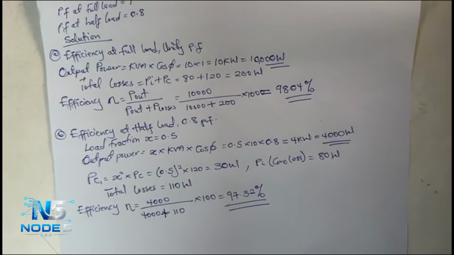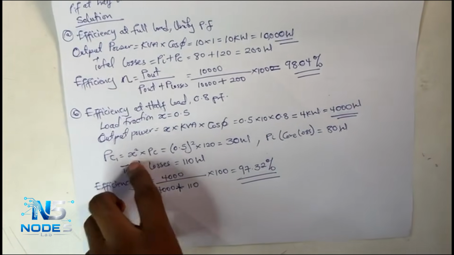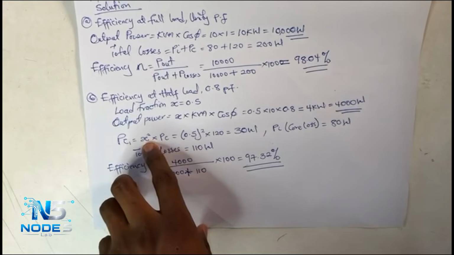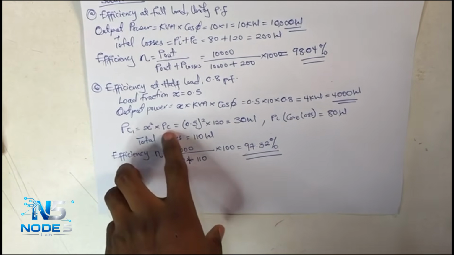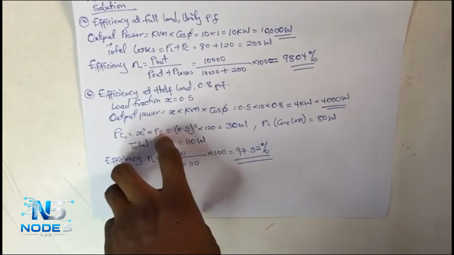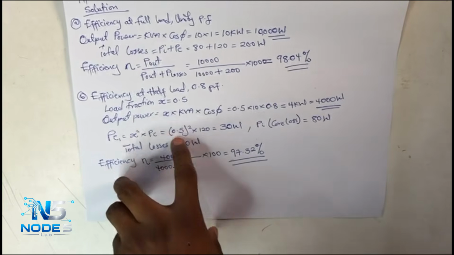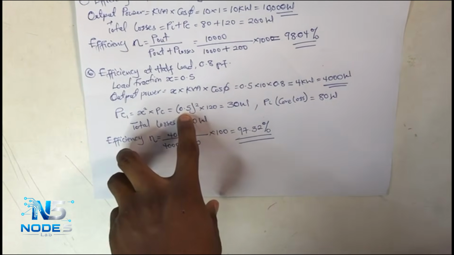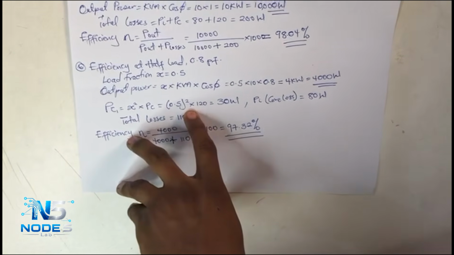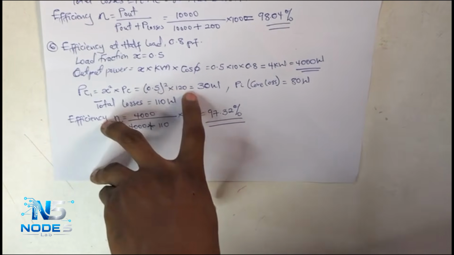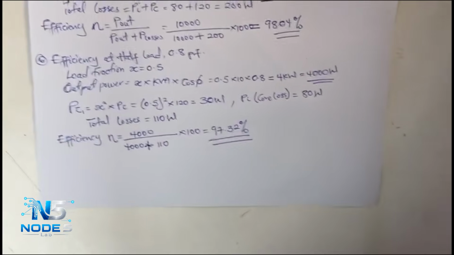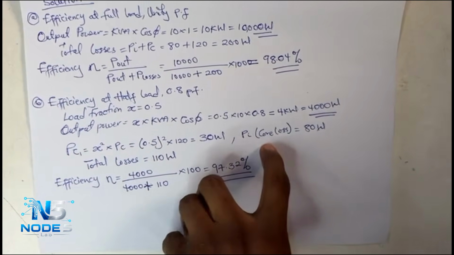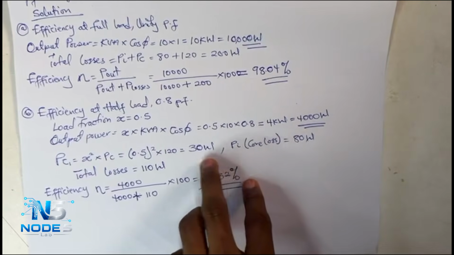Okay, so let's see. For the half load, the copper loss is equal to the load fraction raised to the power 2 times the copper loss at full load. So the load fraction is 0.5 raised to the power 2, times the copper loss at full load. That's the 120, which will give us the 30 watts.